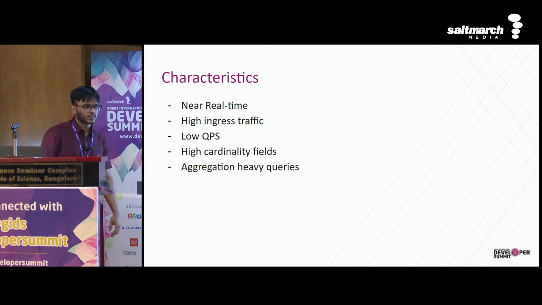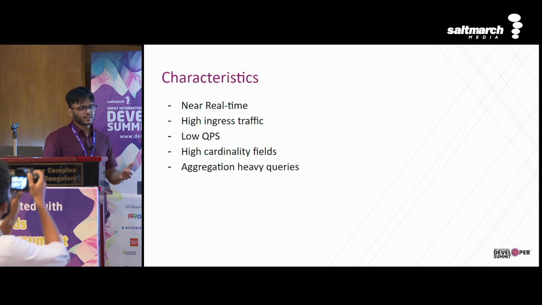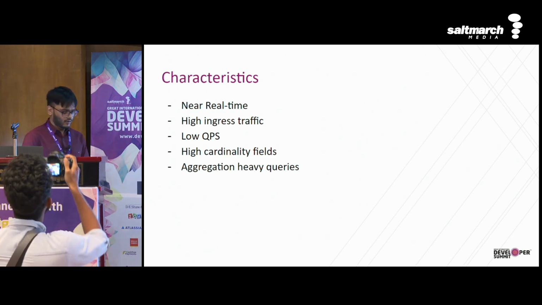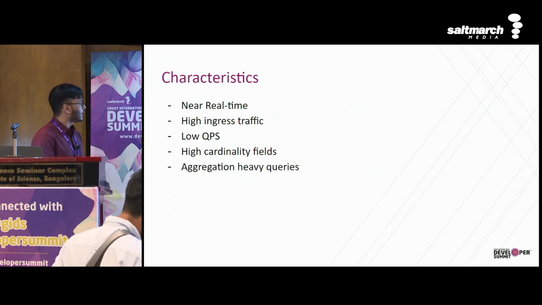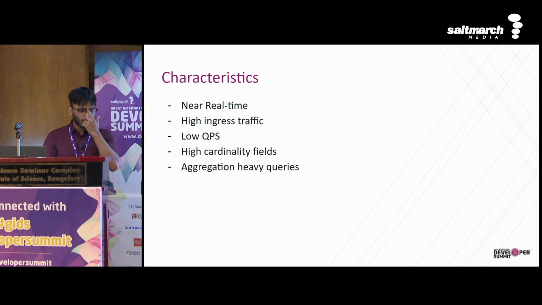Low QPS, because the systems are not always being used. The queries per second is quite low. In our case, it's around 50 per minute. Then high cardinality fields. This is where distributed tracing really shines, because of the metadata that you're attaching to those spans. It's key value pairs, and values can have practically infinite cardinality.